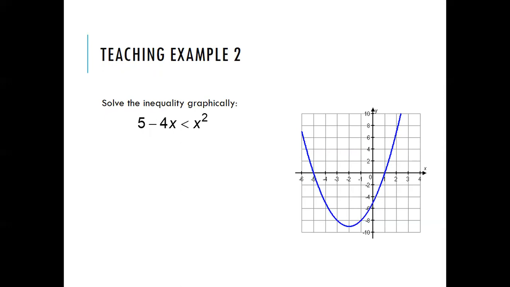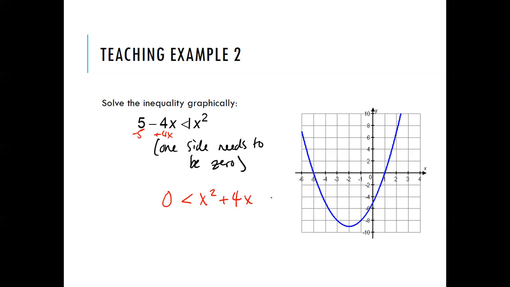All right, so this one, notice here that it's not set to 0. So before we do anything, we want to make this 0. One side needs to be 0. Okay, so in order to do that, we always try to keep A positive. So we're going to move our 5 and our -4x, which means that I am subtracting 5 and adding 4x. So we have 0 is less than x squared plus 4x minus 5.